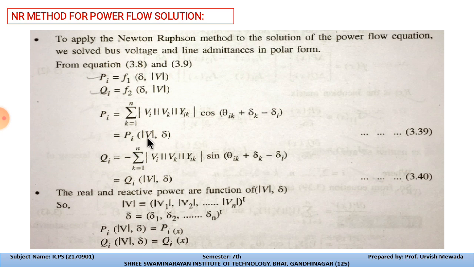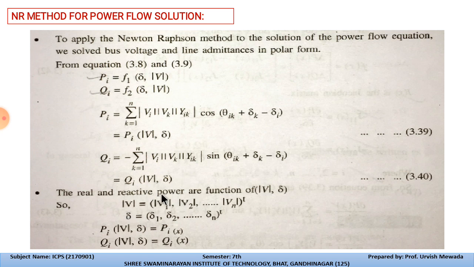Now this equation will become Pi of mod V, delta. Now Qi will be minus the sum over k equal to 1 to n of Vi Vk Yik sine, because this is the reactive power, that's why this is the sinusoidal quantity, of theta ik plus delta k minus delta i. So here the equation will become Qi of mod V, delta. So this is the equation of the active power and the reactive power of the power system.